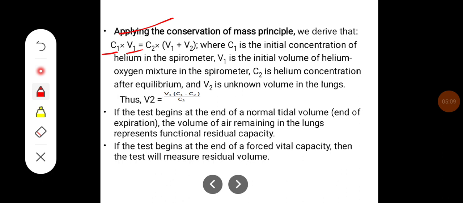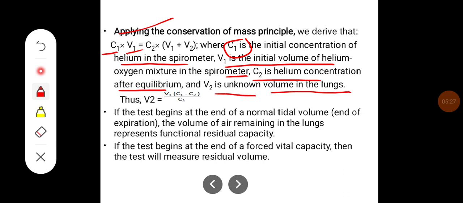where C1 is the initial concentration of helium in the spirometer, V1 is the initial volume of the helium oxygen mixture in the spirometer, C2 is the helium concentration after equilibrium, and V2 is the unknown volume in the lungs. Thus the unknown volume in the lungs is equal to V1 into (C1 minus C2) divided by C2.